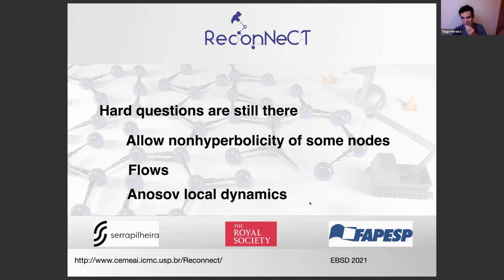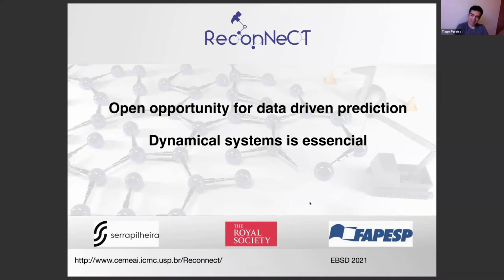I also don't know how to do this for flows. And to be honest, I don't know how to do this for local dynamics. But if you ignore what we don't know, there's actually kind of surprising stuff: you take data and you can only process data because you know the dynamical system. So this is actually very strange. In any case, dynamical systems and ergodic theory are essential to solve this problem. So thank you very much.